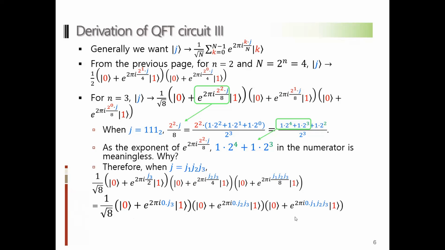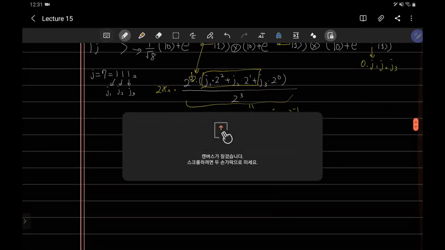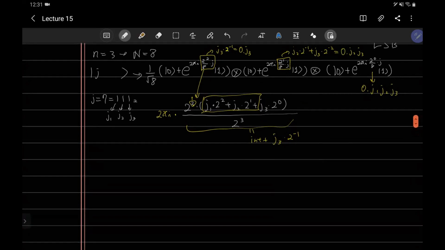So the next question is, how can we implement this kind of function in terms of a circuit? Let's also use the previous example. According to this expression, what we want for the case of 3 is the following. Let's assume that we have j sub 1, j sub 2, and j sub 3 as input, and they are all tensor producted. And let's say that we want to obtain this final result in the last digit. Then if we look at the expression, what we have to obtain is the following.